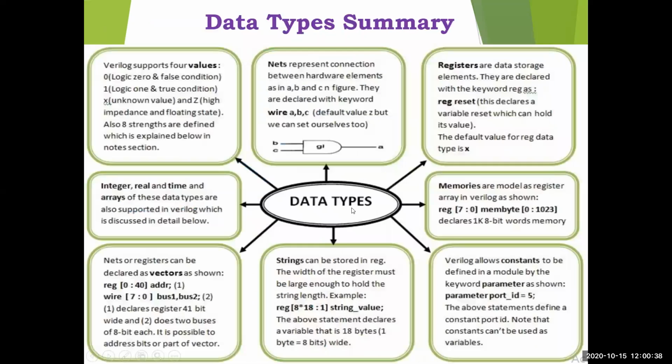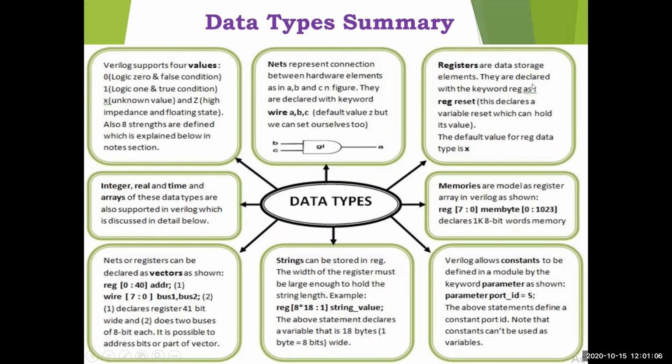Then we have gone through the different data types. Before that we learned the value sets. It supports 0, 1, X and Z, and also 8 strength levels, strong, weak, all the different 8 strength levels. Just go through them. Then we have seen the first class of data types, nets. They are declared using the keyword wire, and the default value of nets is Z.